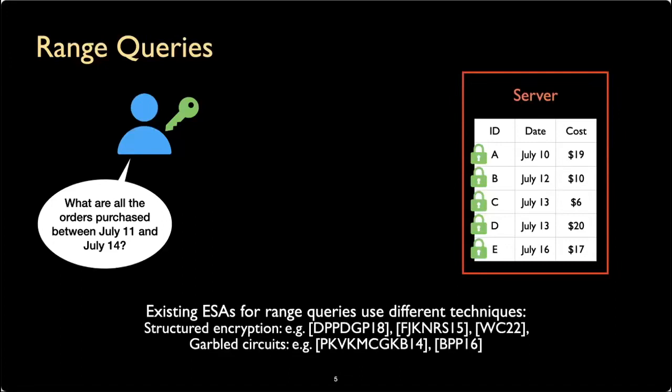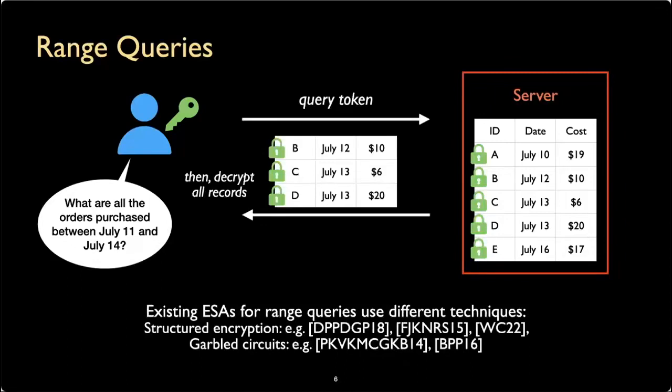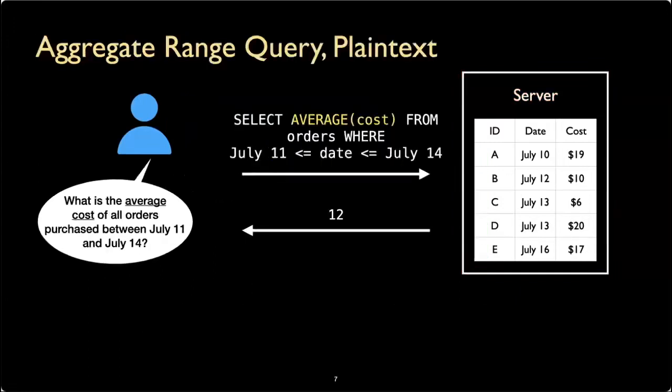There are many existing encrypted search algorithms for range queries, many of which use different techniques, but they all follow the same process as we just saw before. You use your secret key to generate some kind of encrypted query token, and then the server returns all of the encrypted results for the client to then decrypt. Now, despite the existence of many encrypted search algorithms to handle range queries, there has been significantly less attention drawn to another fundamental type of query known as aggregate range queries.